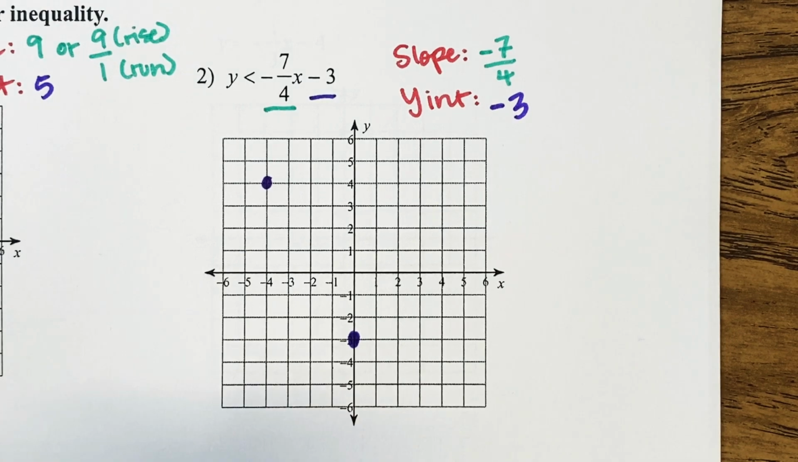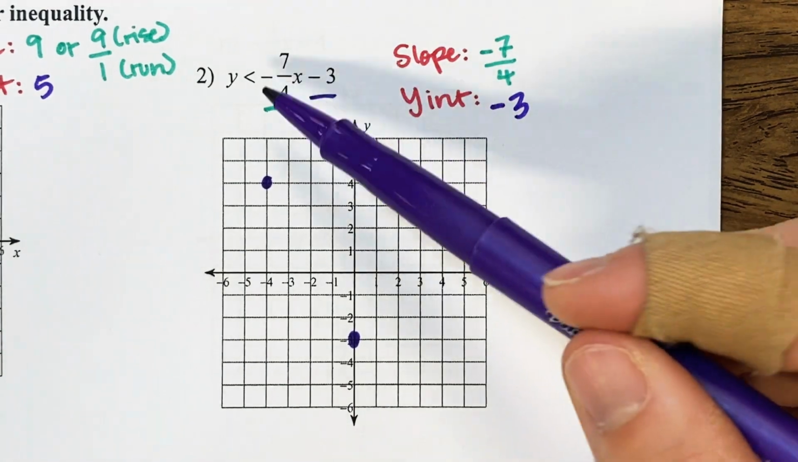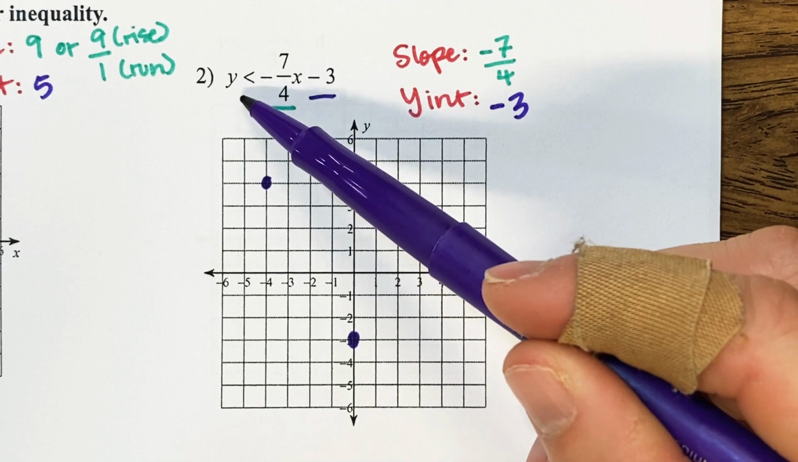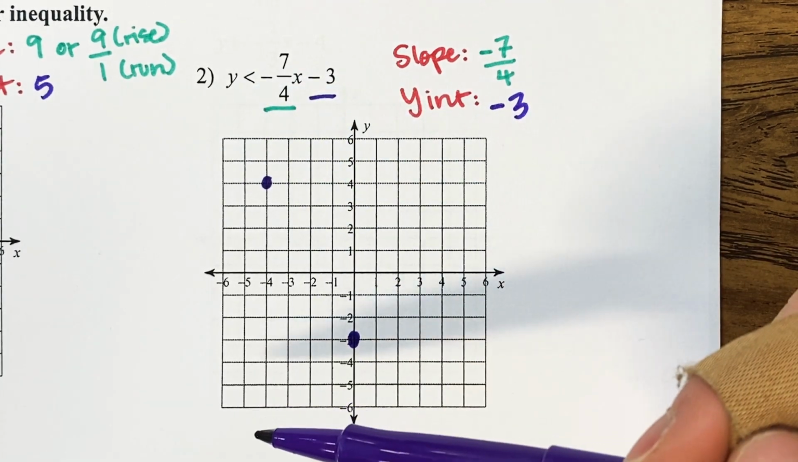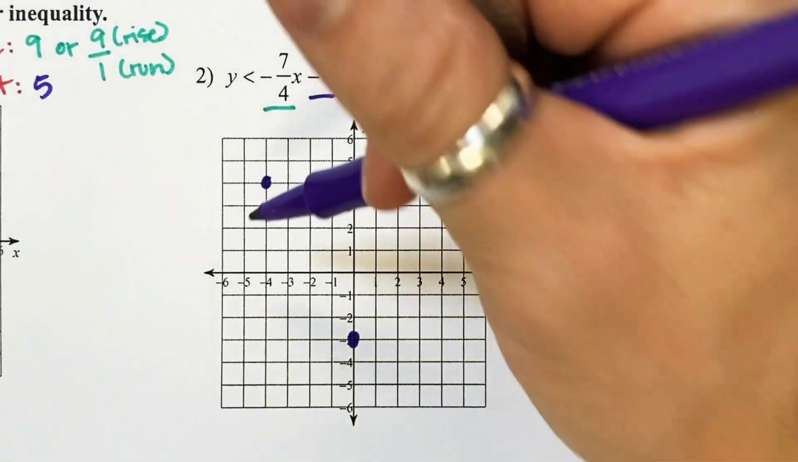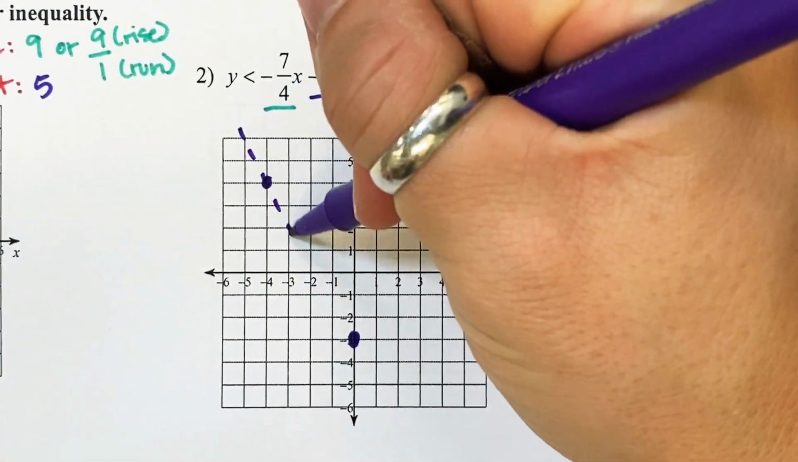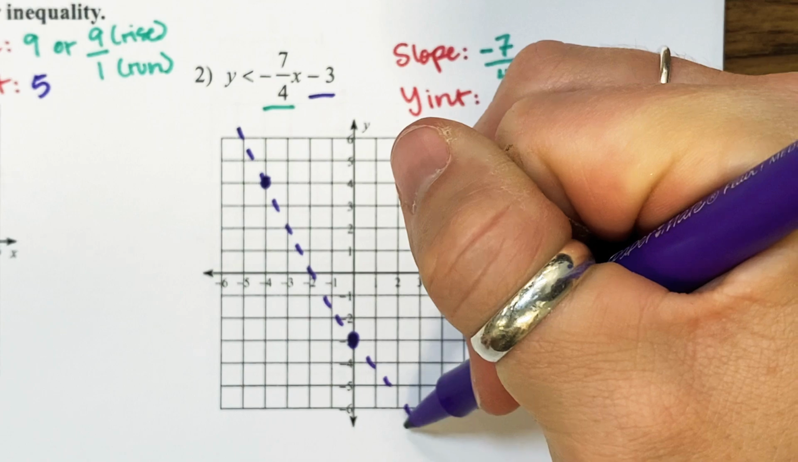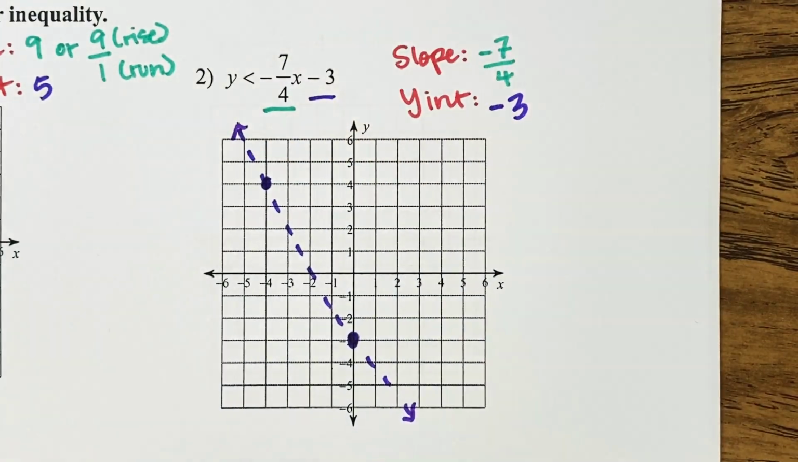Beautiful. Okay, before we connect those 2 points, we need to ask ourselves, is this going to be a solid or a dotted line? That's going to be a dotted, right? There's no little or equals to. So this one is a dotted line. Okay, connect it with arrows.